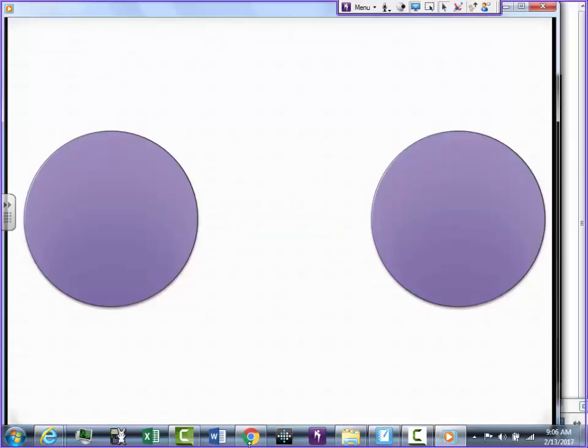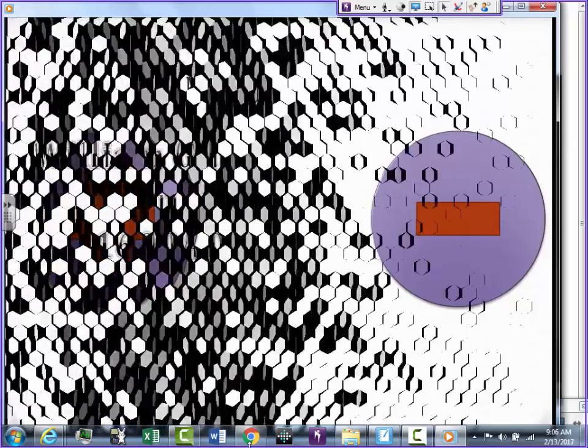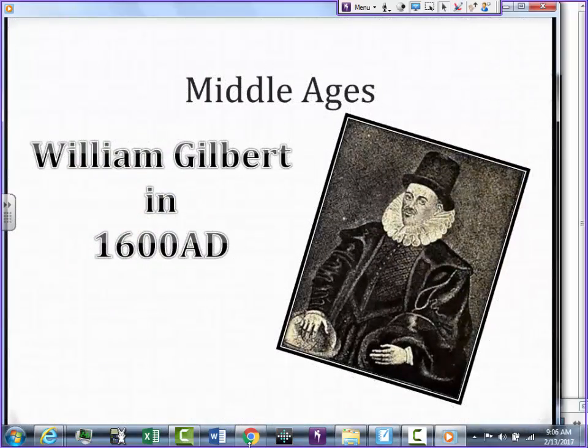This developed an idea that there were two kinds of charge. Today, we call the one positive, and the other one we call negative. We say that like charges repel, and unlike charges attract. In 1600 AD, an Englishman named William Gilbert started studying these phenomena.